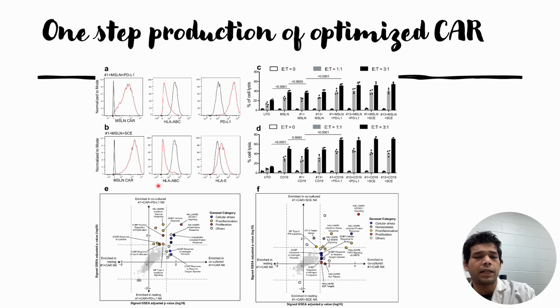For that they used RNA-seq analysis of the different kinds of NK cells, and what they are able to see is that when only the CAR NK cells are used without any modifications of HLA or PD1 or HLA-E, the cell stress pathways are overexpressed. These stress pathways could be because of the activation of these NK cells once they detect their respective cancer cells. And they have seen this for the NK cells for both MSLN and also for the CD19.